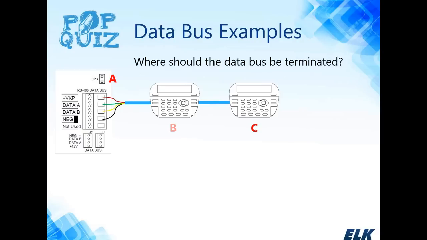All right. And if you said A and C, you would be correct, because this is a single home run coming off of the M1. It's daisy chaining 2 keypads together. The keypad itself will be terminated using one of the black jumpers supplied, and the JP3 jumper will be terminated at the main control. So if you said A and C, you'd be correct.